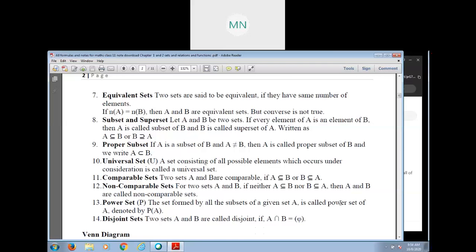There is a formula for the cardinality of power sets. Suppose A is a set that contains n elements. Then the cardinality of P of A, that means the number of elements in the power set of A, is 2 to the power n. Suppose A is a set that contains the two elements 1 and 2. Here n is 2. Then now tell me the cardinality of P of A.